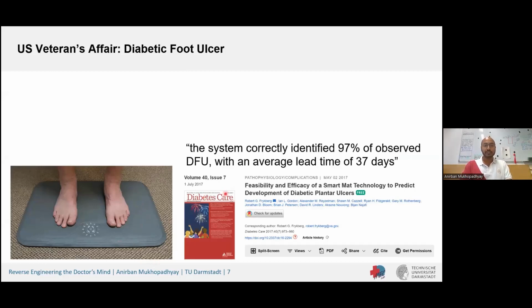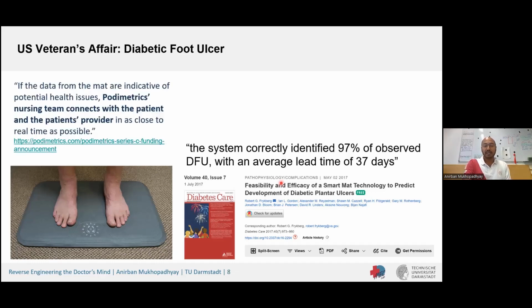What they came up with, they showed a multi-center study of their smart mat, where they showed that you can correctly identify 97% of the observed diabetic foot ulcers on an average lead time of 37 days before the typical procedure by which you diagnose. And this is really a super efficacy in terms of a multi-center trial. And they really are doing great innovation in that space.